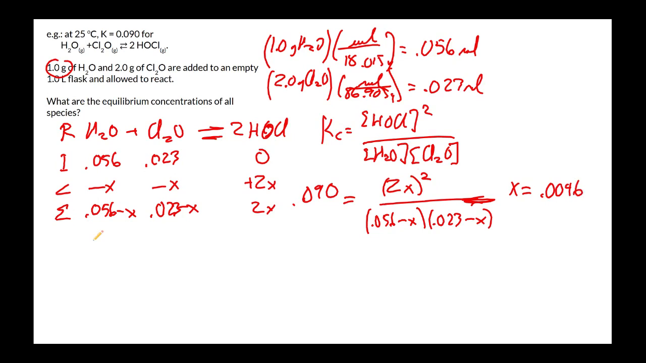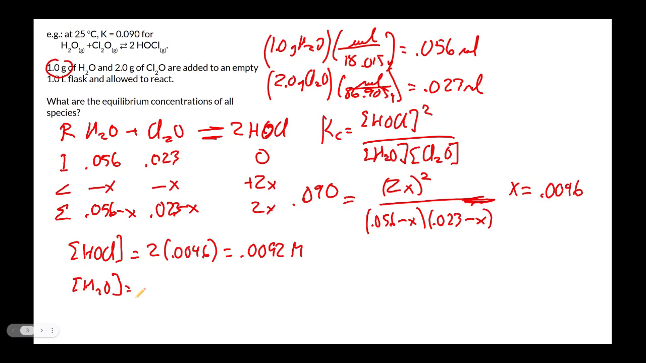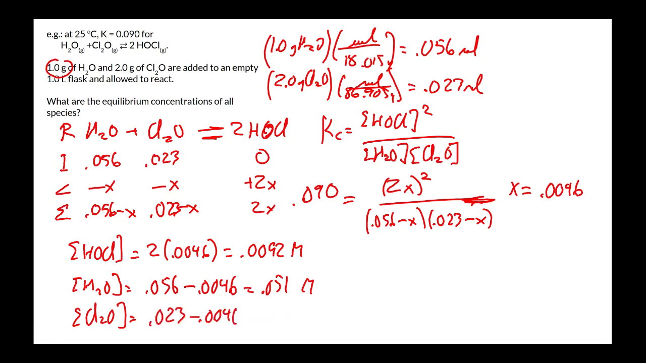So what does that mean? Well, we wanted to know all the concentrations. So the concentration of HOCl was 2 times that. So that's 2 times 0.0046, and so that's 0.0092 molar. The concentration of H2O at equilibrium, well, that's going to be 0.056 minus 0.0046, and that comes out to 0.051 molar. And then the concentration of Cl2O, that was 0.023 minus 0.0046, and that ends up being 0.018 molar.